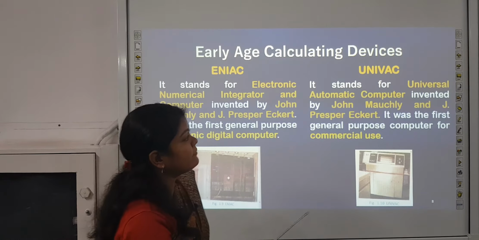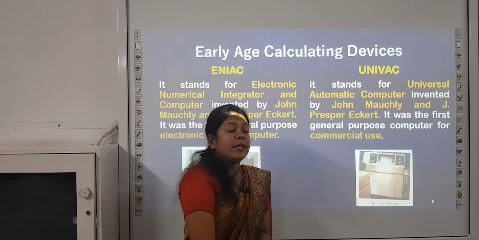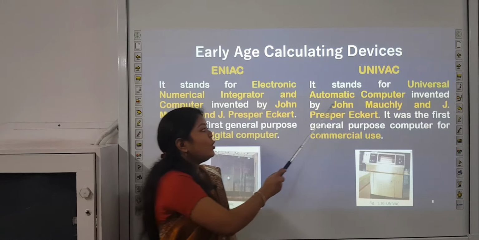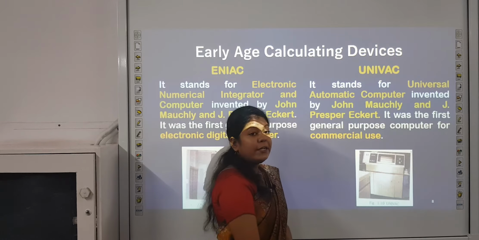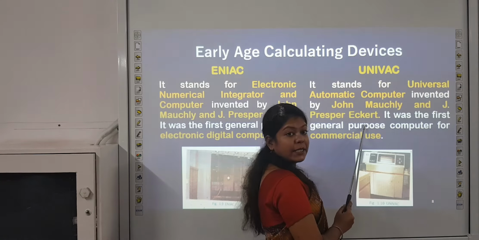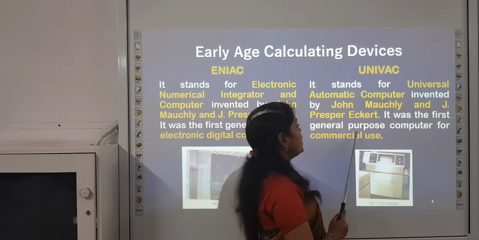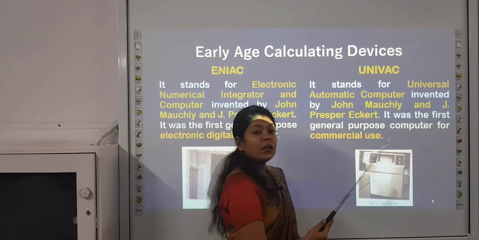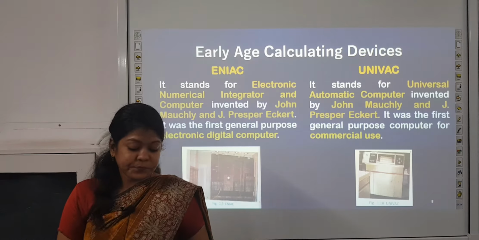Our next calculating device is UNIVAC. It stands for Universal Automatic Computer, that was invented by again John Mauchly and J. Presper Eckert. It was the first general purpose computer for the commercial use.